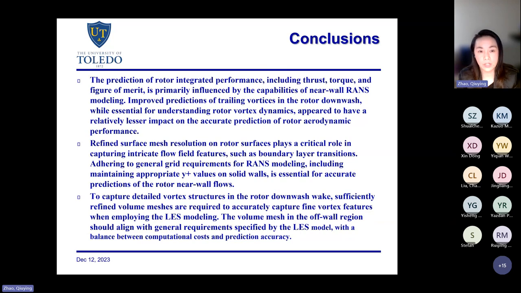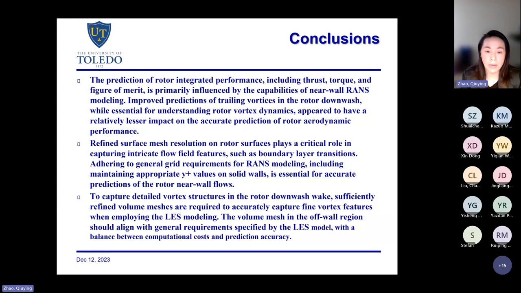Number one, the prediction of the rotor integrated performance, including thrust, torque, figure of merit, and so on, is mainly affected by the near-wall region modeling. Improved predictions of the trailing vortices in the rotor downwash appear to have a relatively smaller impact on those integrated rotor aerodynamic parameters.